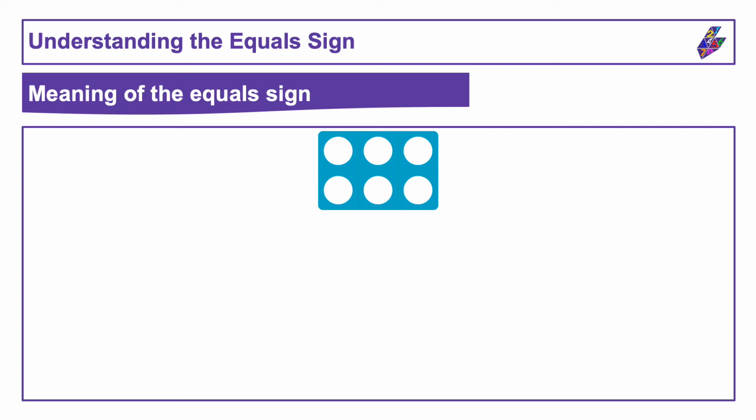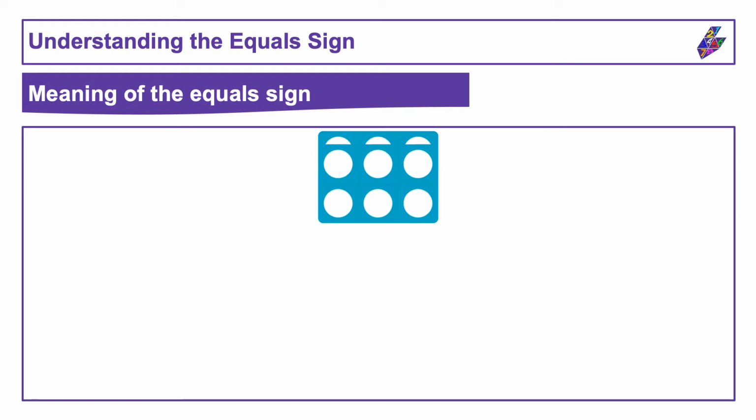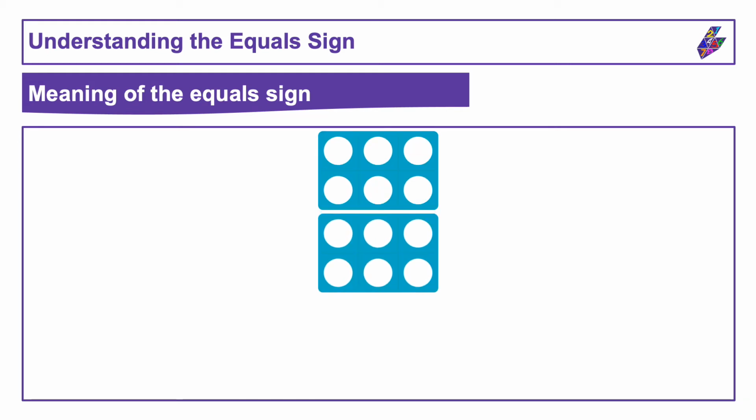If we lay down a shape that has a value of 6, and underneath it we lay another shape that has a value of 6, we can write this in an equation like this: 6 equals 6. The equals sign is just saying that the two things are the same value as each other. 6 is the same value as 6.